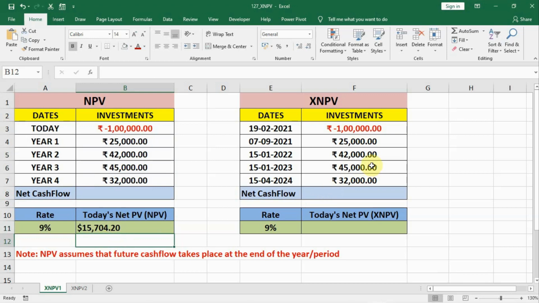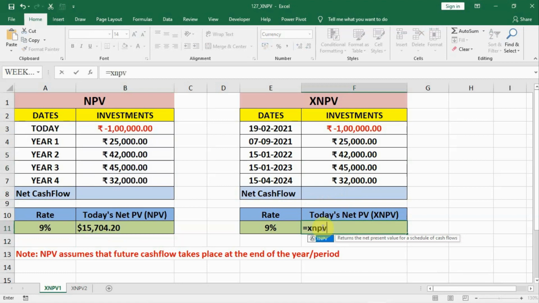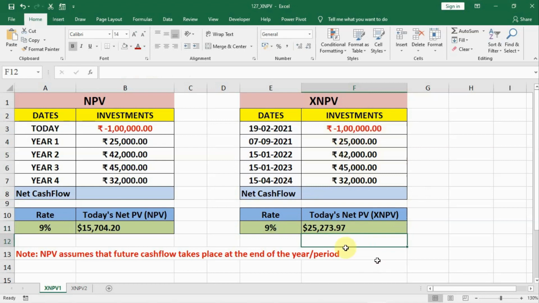Now if we calculate this in terms of XNPV, then we have to write equal to XNPV, bracket open, and our rate is 9%. We put a comma here, and then we have to have the values. We'll select all the values, even the value that is being paid today, the 1 lakh, that we also have to select, and then we put a comma, and now we have to select the dates also, because on the basis of the dates it calculates the value. So in actual real terms it considers the time value of money, and it comes out to be 25.